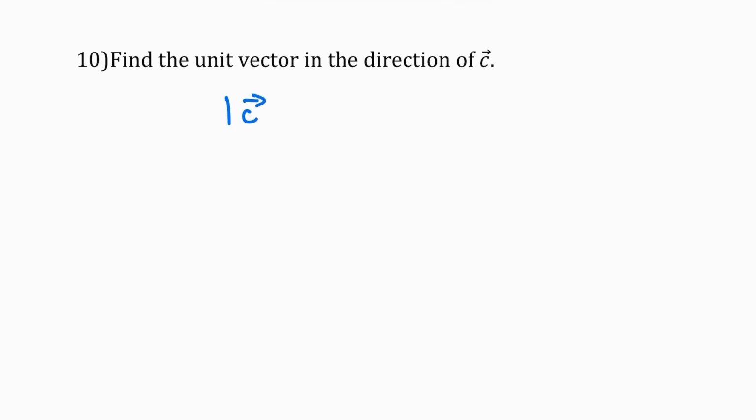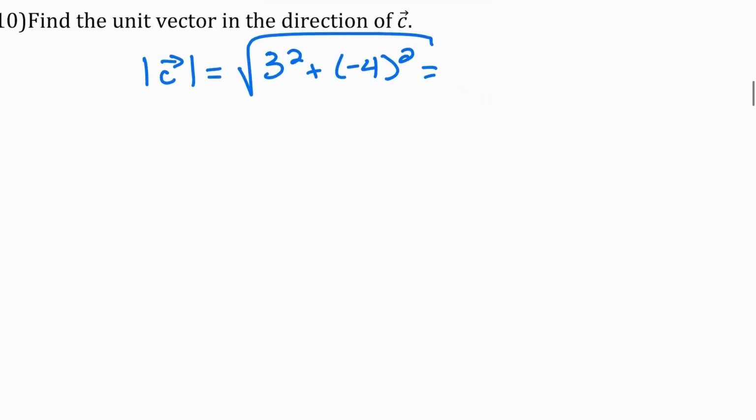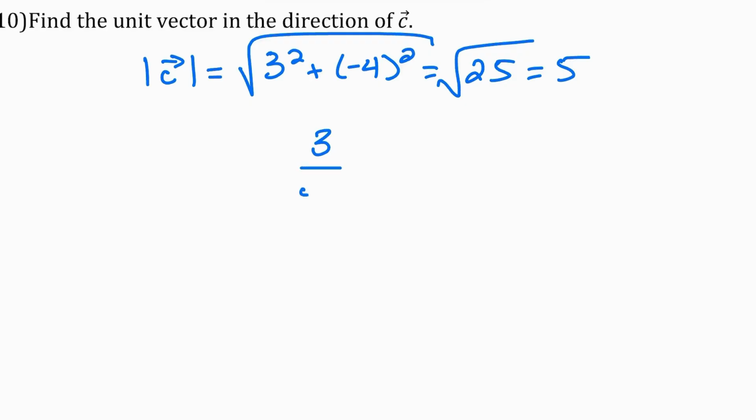So the first step is to find its magnitude. So square root the x squared plus the y squared, which again, 9 plus 16 is 25. You square root that, you end up getting 5. So that means the length of this vector is 5. So what you need to do is take the x component, 3, and divide it by the magnitude of the vector, 5. You're going to take the y component, which is -4, and divide that by 5. And that's it. That's the unit vector.